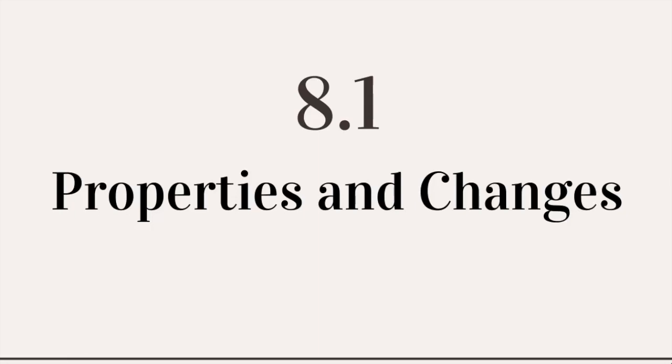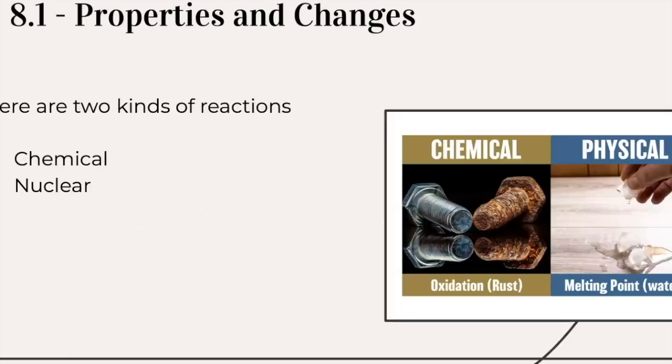So 8.1, we're going to go over properties and changes. There are two kinds of reactions, chemical and nuclear, and I'm not going to be going over nuclear to a great extent in the first few topics, just because nuclear is covered in a later unit. So I'm really going to be going over chemical reactions. A chemical reaction is a substance that changes into a different substance, which is different from physical properties.